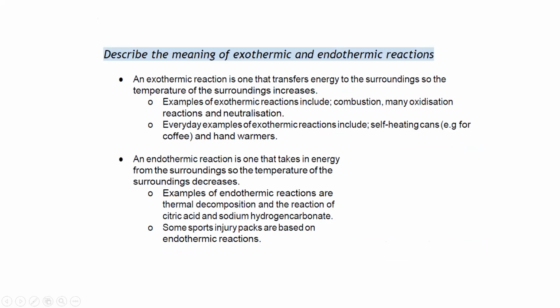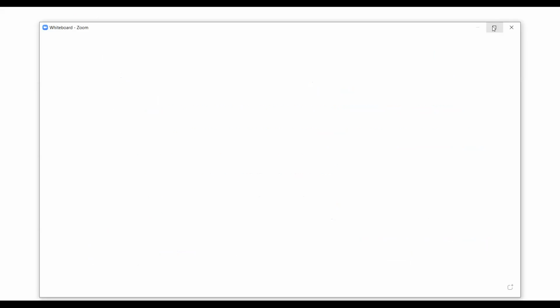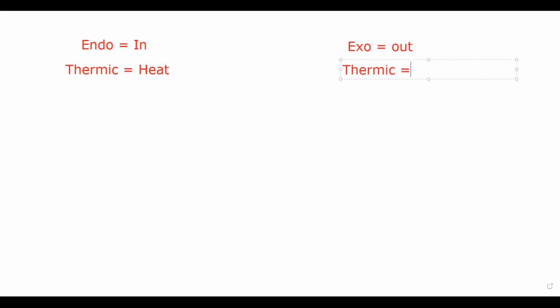So describing the meaning of exothermic and endothermic reaction. So how do we define the terms exothermic reaction and endothermic reaction? The term endo means in, and the term exo is from exit, it means out. And the term thermic refers to heat. Here also thermic refers to heat.